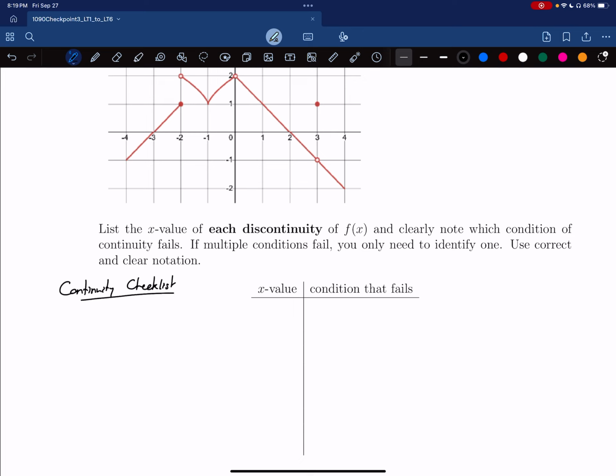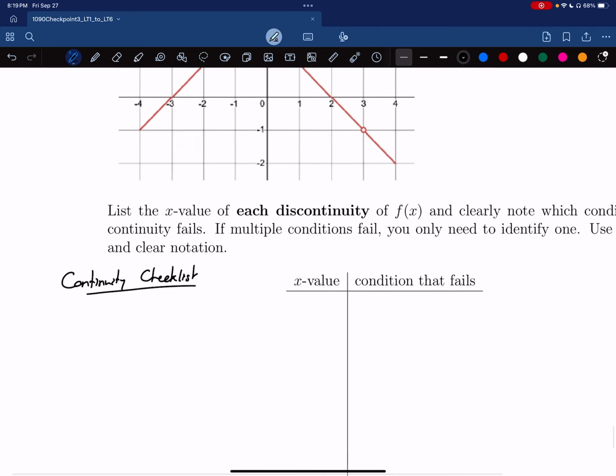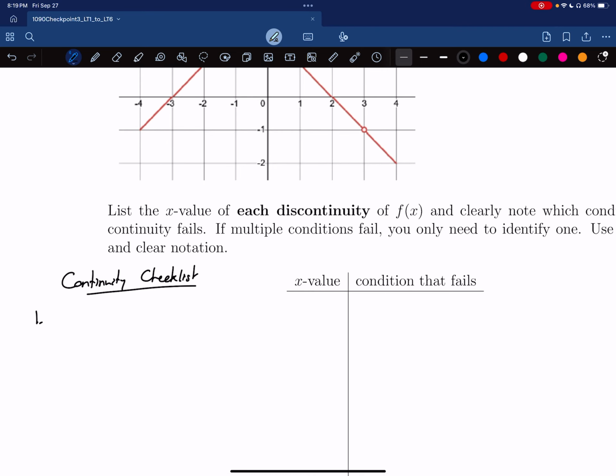There are three conditions that must hold for a certain point to be continuous. The first is that f of a is defined. The reason we use a instead of x is because a is a specific point.